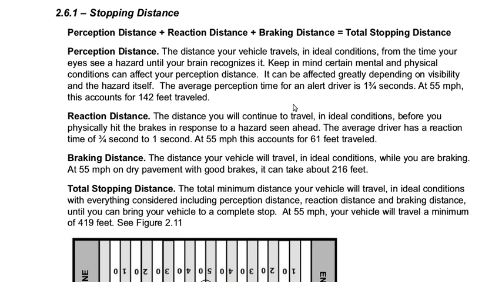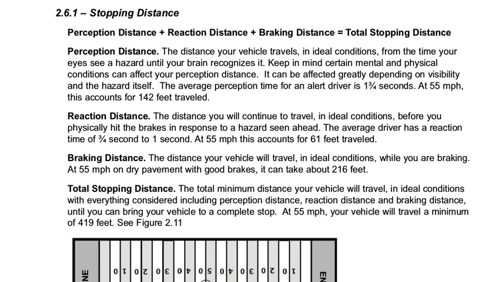Okay, the perception distance is the distance your vehicle travels in ideal conditions from the time your eyes see a hazard until your brain recognizes it. Keep in mind certain mental and physical conditions can affect your perception distance. It can be affected greatly depending on visibility and the hazard itself. The average perception time for an alert driver is 1 3/4 seconds. At 55 miles per hour, this accounts for 142 feet.